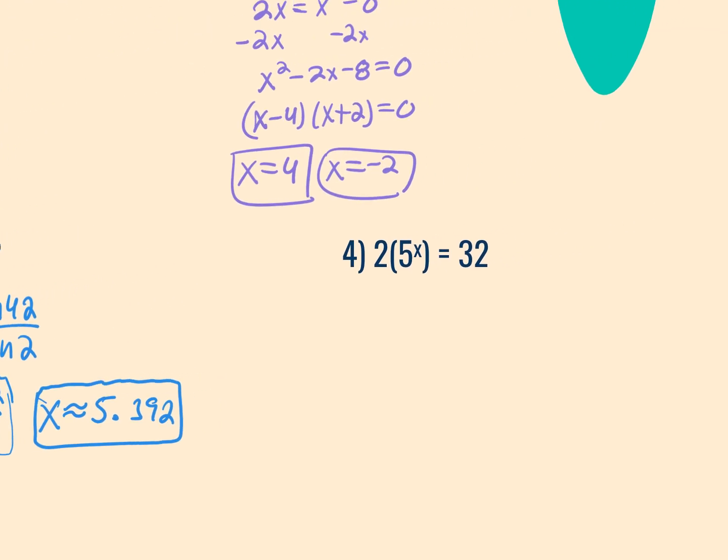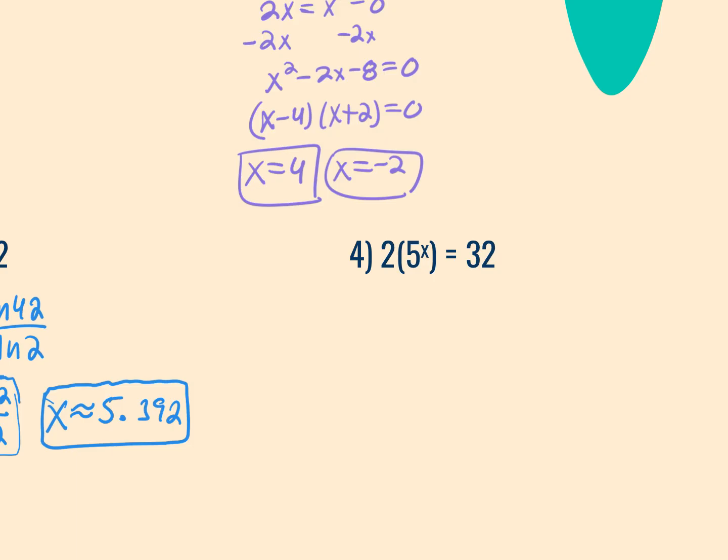All right. Notice here, the only difference between this one and the one that we just did is that now there is a 2 in front. This 2 does not have an exponent, so you are free to do whatever you want with this 2. I want to make sure that this 5 to the power of x is by itself. I want whatever has an exponent by itself. So let's divide both sides by 2. Then we get 5 to the power of x equals 16.